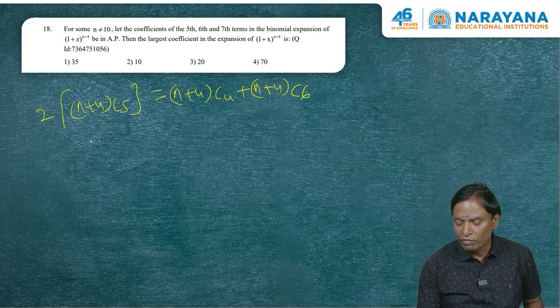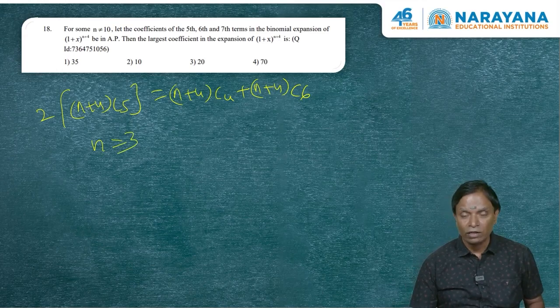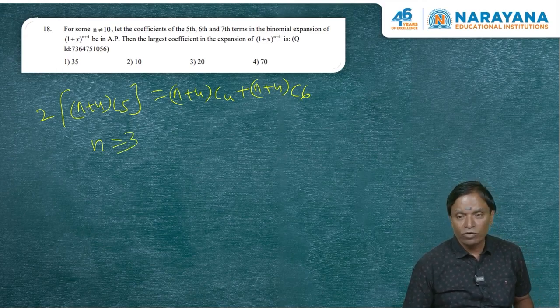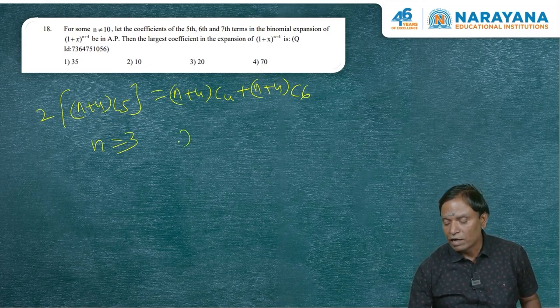So the value of n, whatever you get by solving this equation, is n equal to 3. You want the largest coefficient in that expansion. The power of (1 plus x) to the power n plus 4 becomes (1 plus x) whole power 7. Since 7 is odd, the greatest coefficient will be 7C3, which is 35.